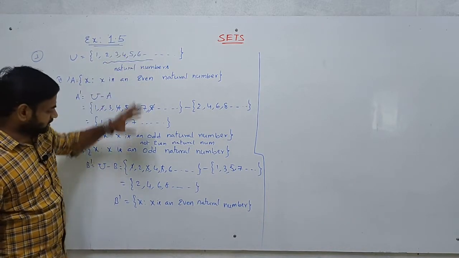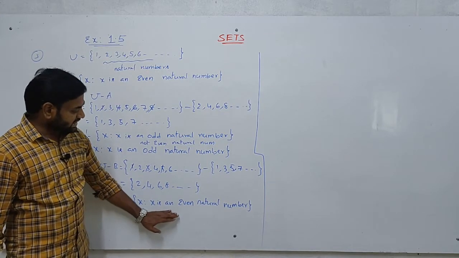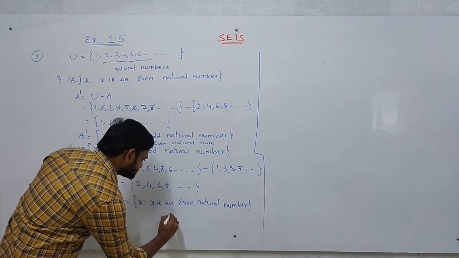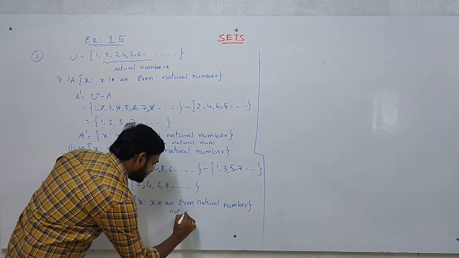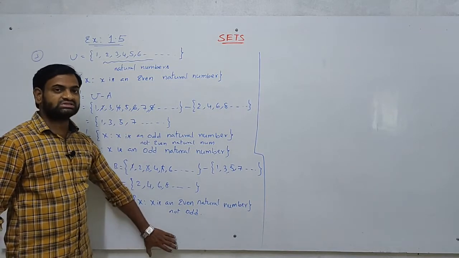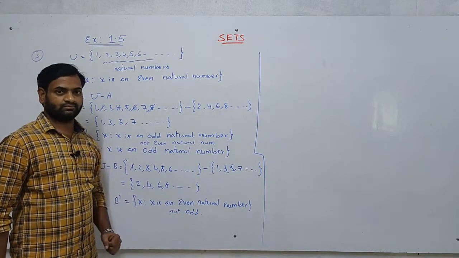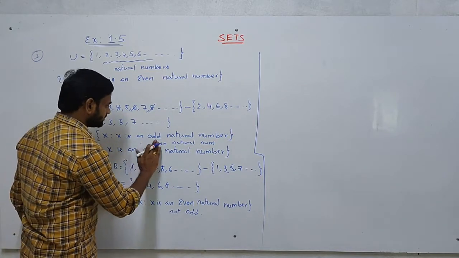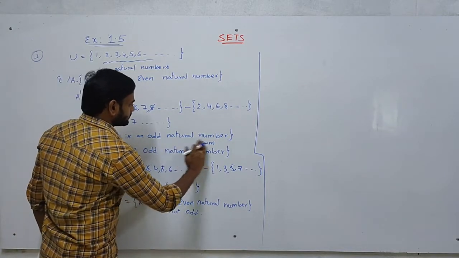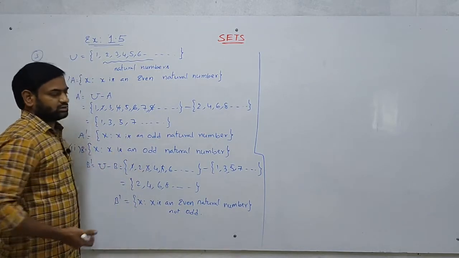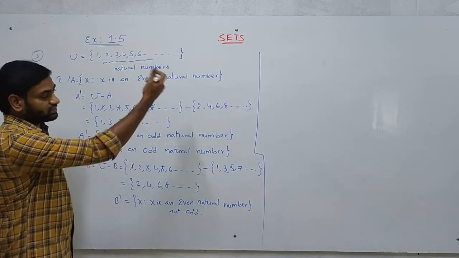Understand that one? Here also, x is an even natural number. So can I say this is x is not an odd number? Not odd means even. Like that. So remember this point here. We will apply this property, or in this way we will use it for the next one.